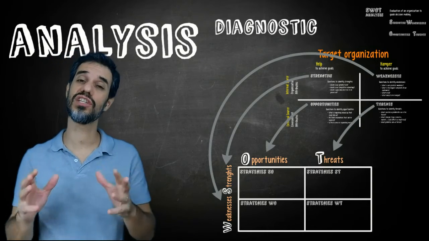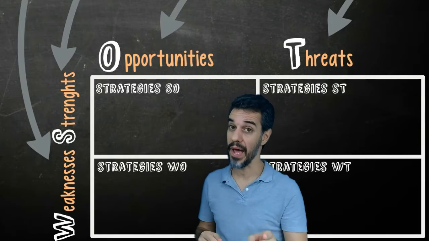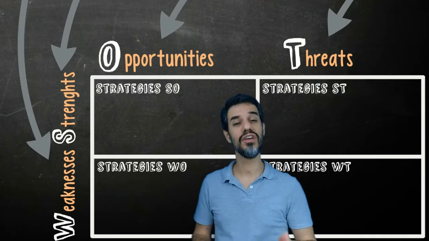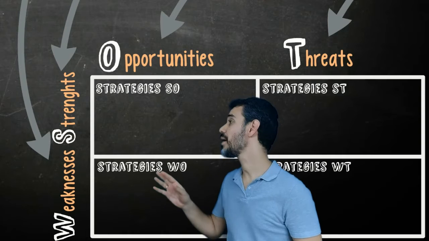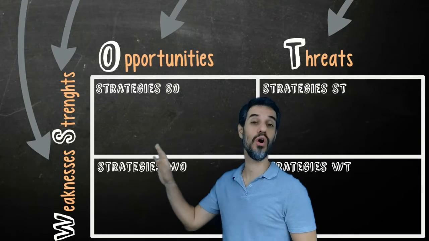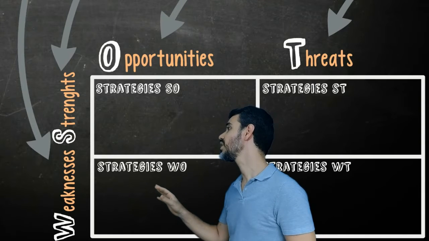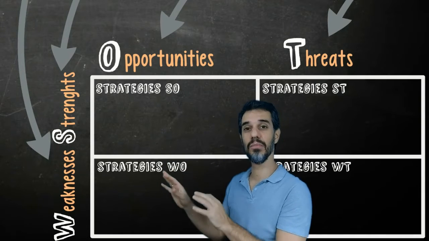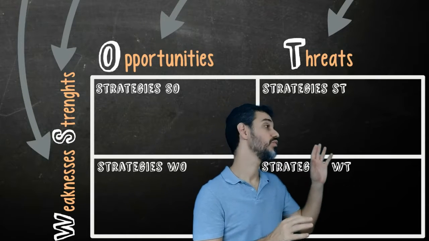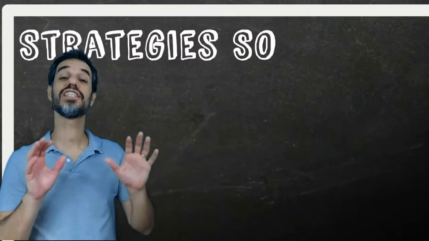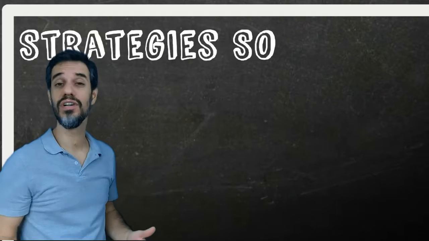These ideas or initiatives are what we call strategies. Strategies to make your company better, to make your company achieve your goals. When we cross opportunities and strengths, we create strategies SO; threats and strengths, strategies ST; opportunities and weaknesses, strategies WO; and weaknesses and threats, strategies WT. In each cell of this table, we also have questions that may help you to fill in the table.